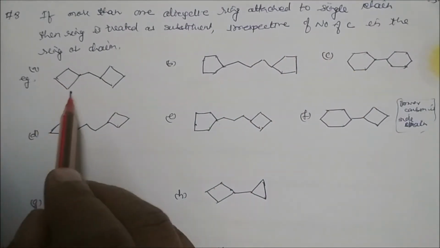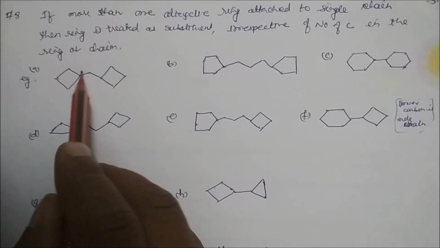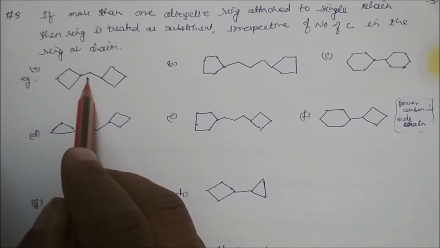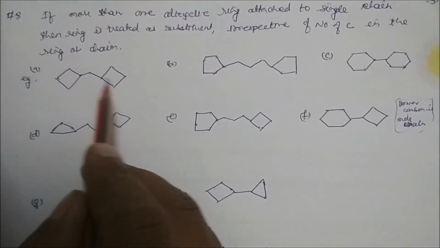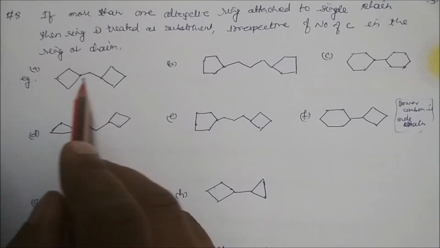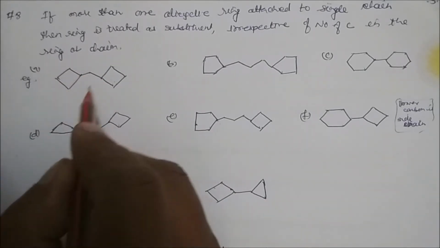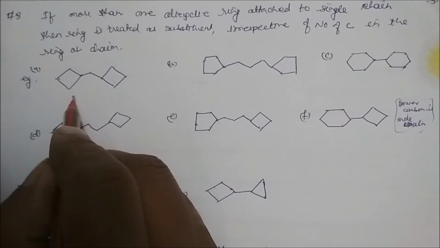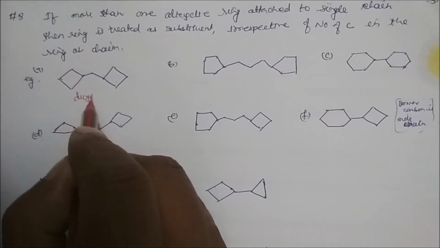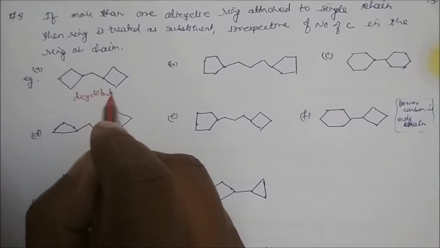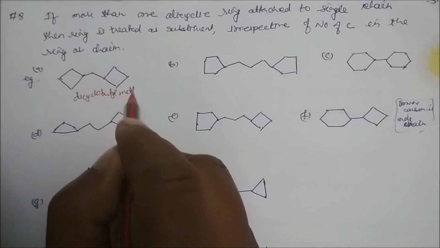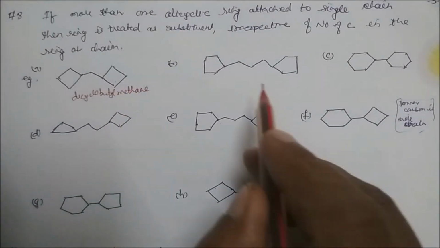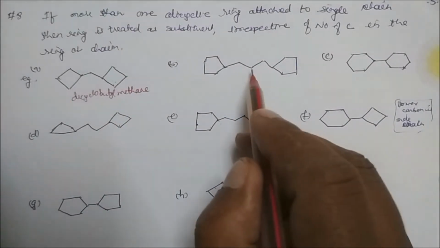So here we can see there are 2 rings, and you can see very clearly a single chain is there. So in that case, this 2 ring is treated as a substituent. So we can write here, this is your methane definitely. So we can say dicyclobutyl, and this is called methane. Fine. In this case, we can say 1, 2, 3. So 3 is called pentane.